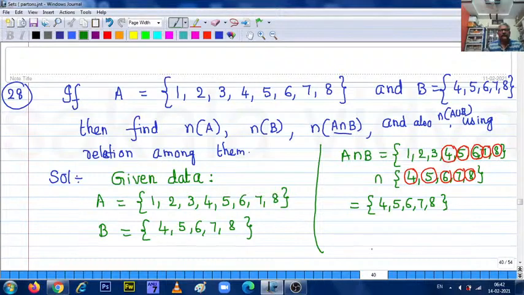So now let us write first of all n of A. N of A equals to, here 1, 2, 3, 4, 5, 6, 7, 8. N of A is equal to 8 elements are there. N of B, see 1, 2, 3, 4, 5 elements are there. N of A intersection B, we have how many elements? 1, 2, 3, 4, 5 elements are there.